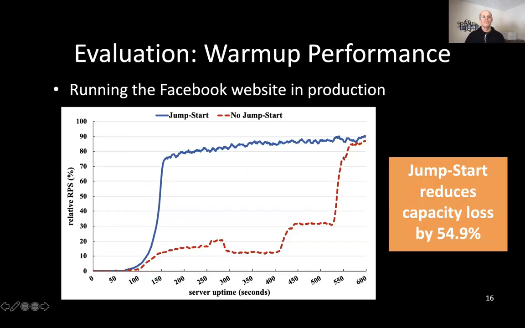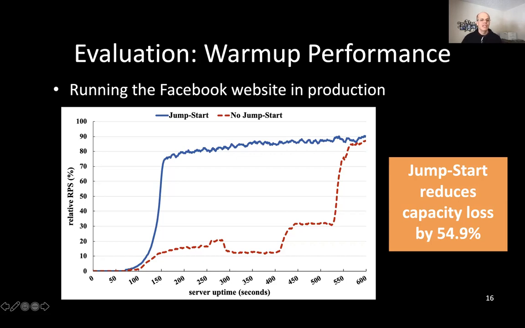Okay, so now I'm going to move on to some evaluation, starting with some warm-up performance. For this evaluation, we measured HHVM running the Facebook website in production. And here's a chart similar to what I had before, showing the throughput over time during the first 10 minutes of execution of the server. So I have two lines here. The red one doesn't have Jumpstart, and the blue one has Jumpstart.